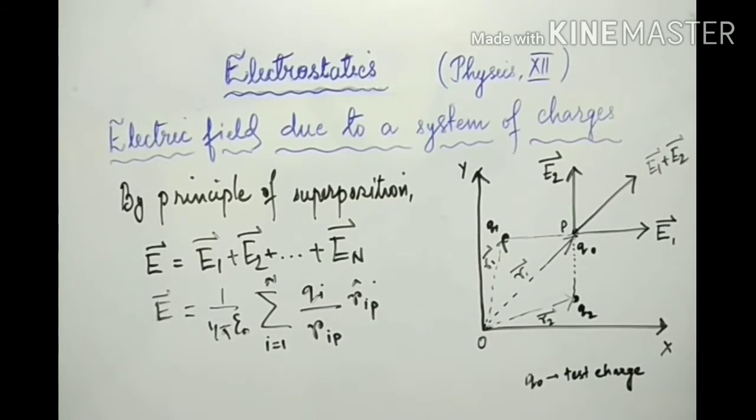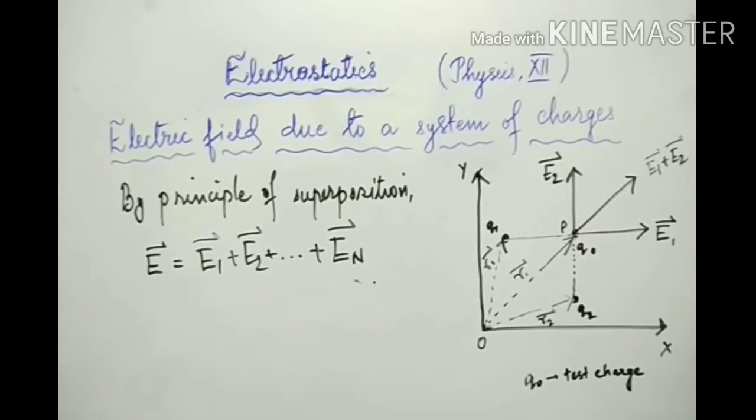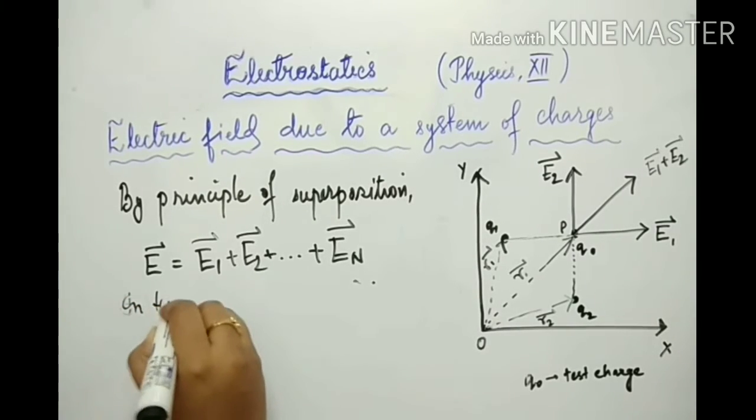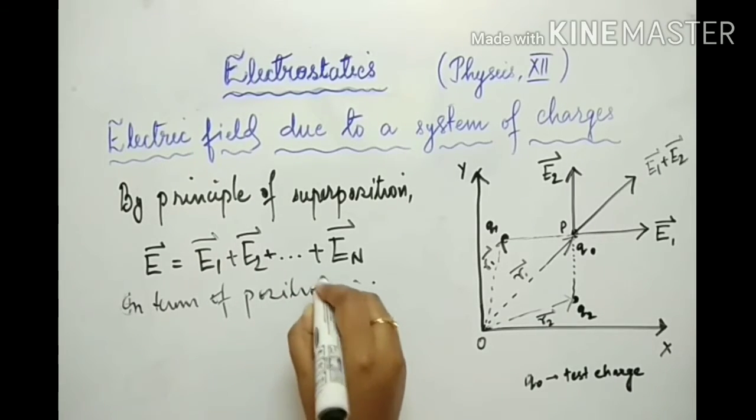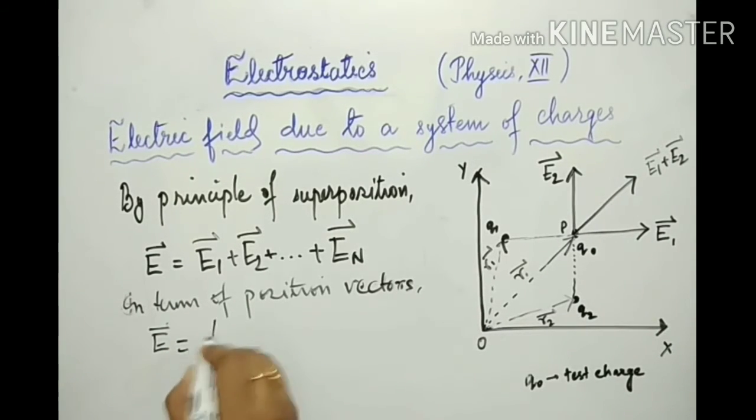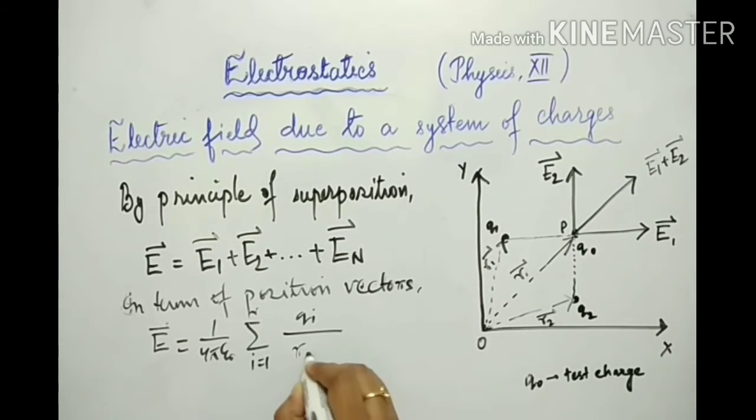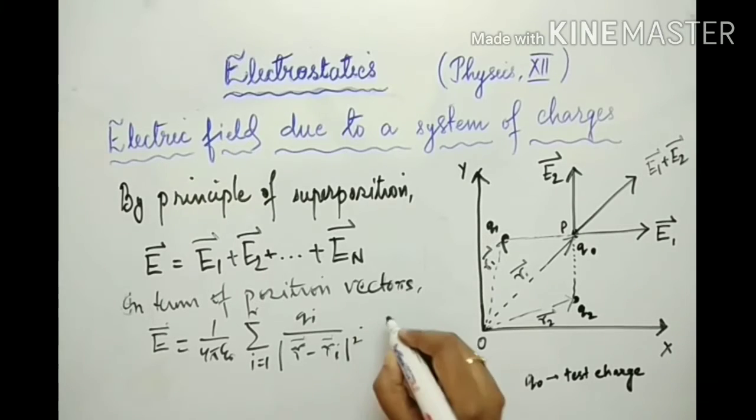Okay. And if we want to write in terms of position vectors, then we can write E equals 1 by 4 pi epsilon naught, sum over i equals 1 to n, qi times the vector r minus ri, divided by the square of its magnitude, and we take the unit vector.